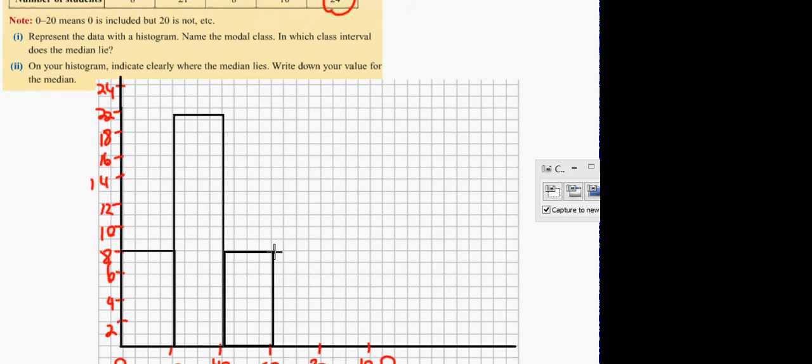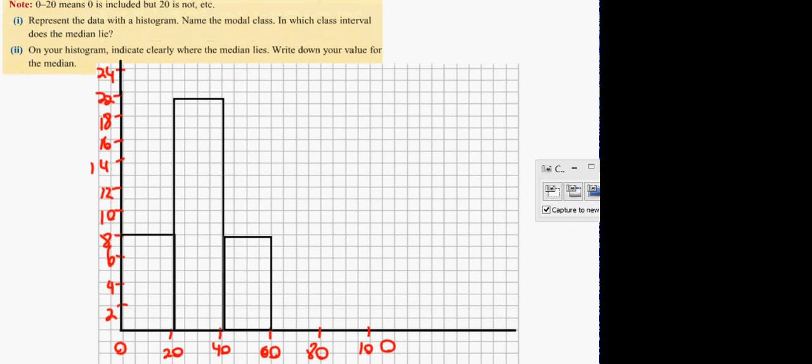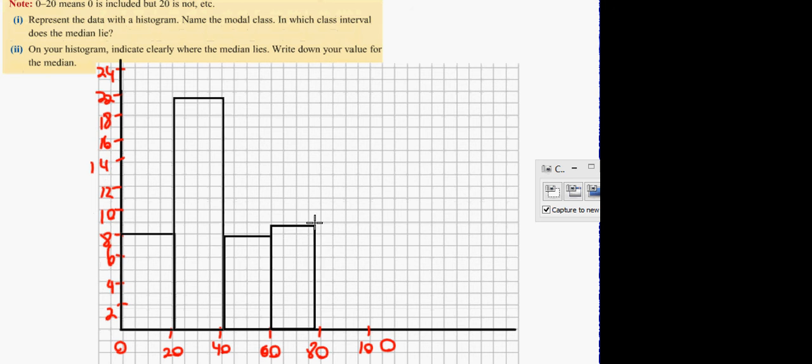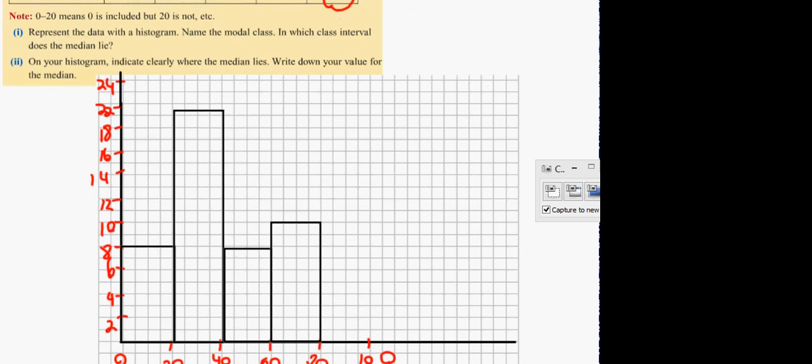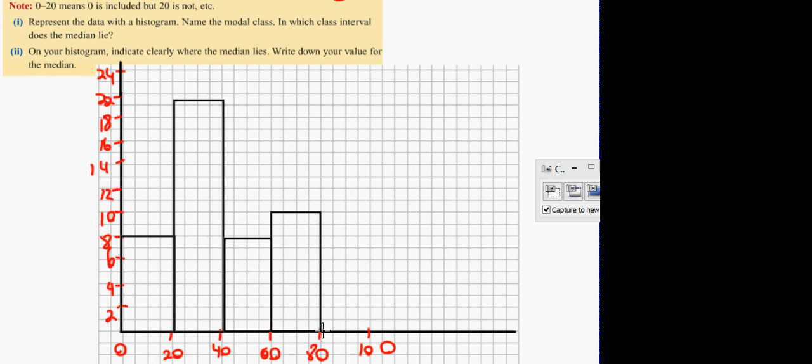So it's going to be here. The one after that is 10, so it goes up to here. And finally the one after that goes all the way up to 24. Okay, this is your histogram. Histograms basically have no gaps in between them. There are no gaps between each bar, and each bar has to be the same width, a width of 4 blocks in my case.